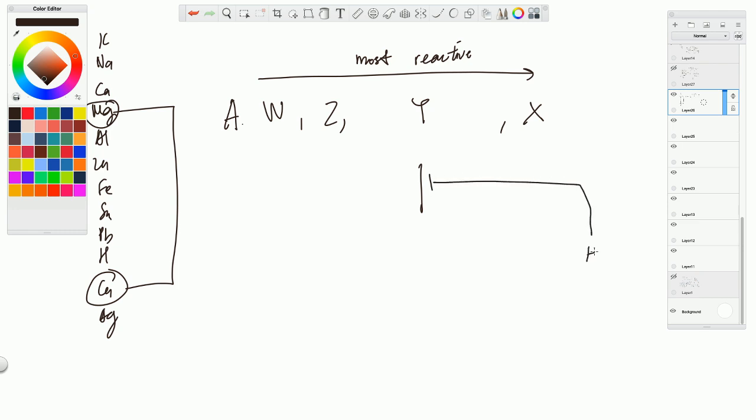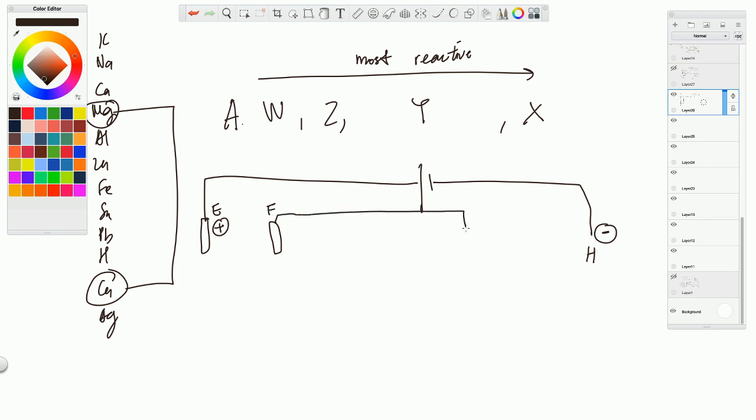So here's H. H must be negative. Okay. Here's E. E must be positive. All right. So if E is positive, F must be negative. Then only G can be positive. Correct? Okay.